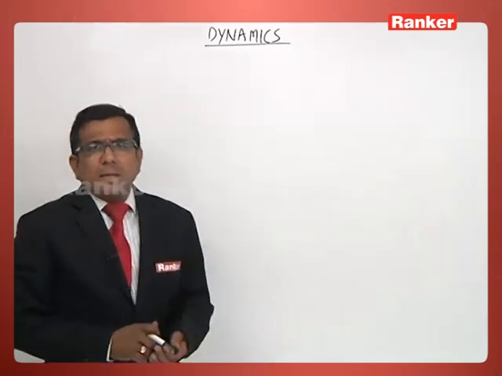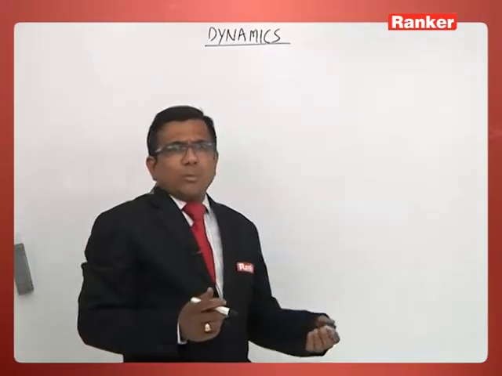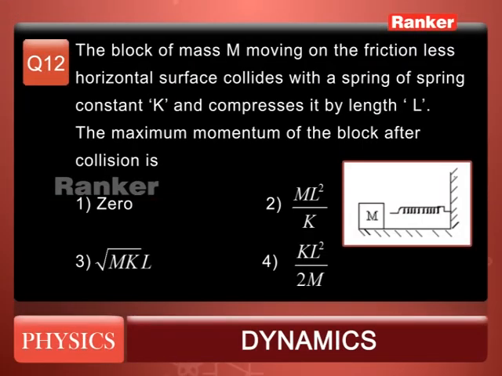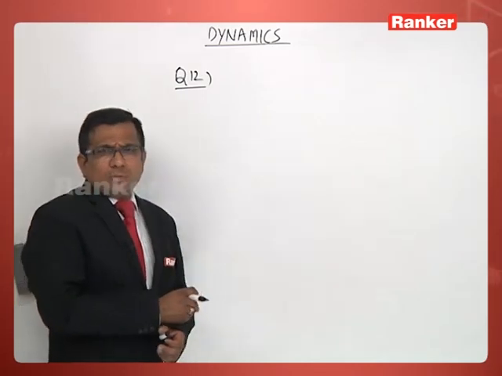Now let us see the next problem, that is question number 12. This is based on a spring concept. See the diagram and the problem. There is a block of mass m on a frictionless horizontal surface. There is a spring connected to the wall and the block is going and colliding with that spring. The compressed length of the spring and the spring constant were given. What is the maximum momentum of the block after collision? So how do you solve this problem?